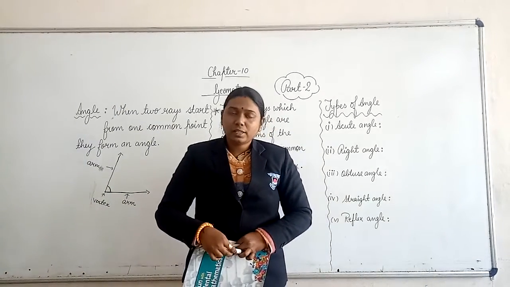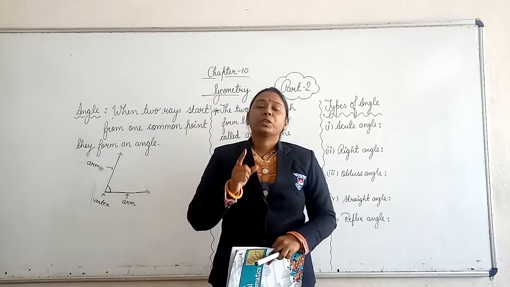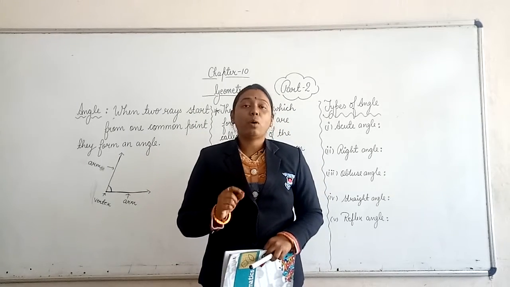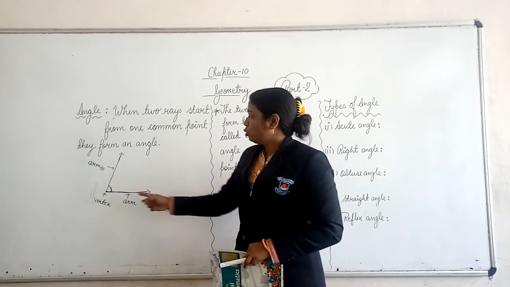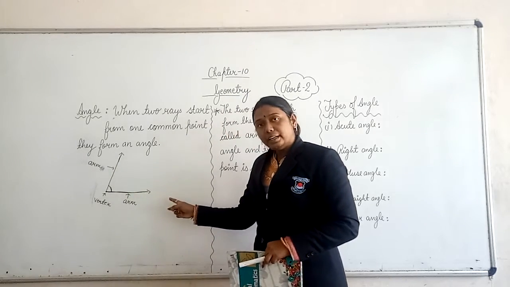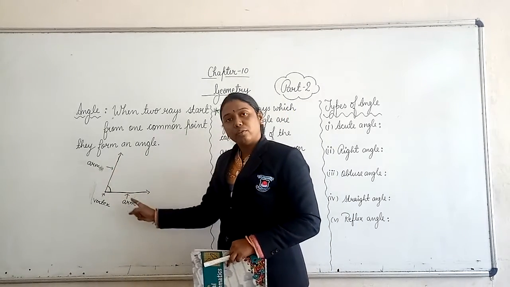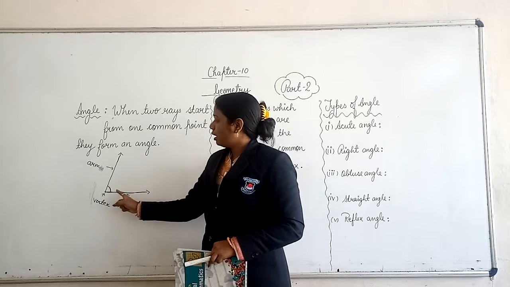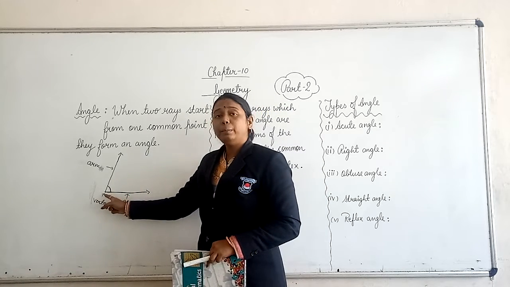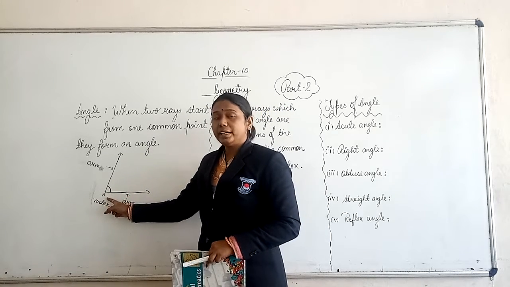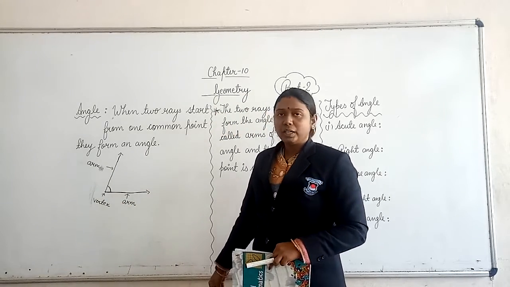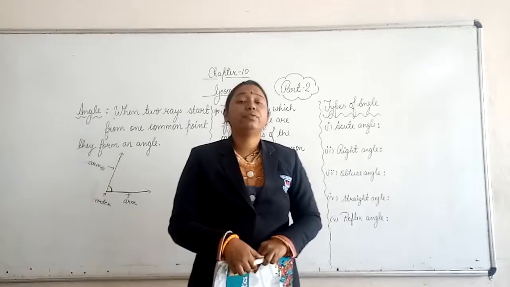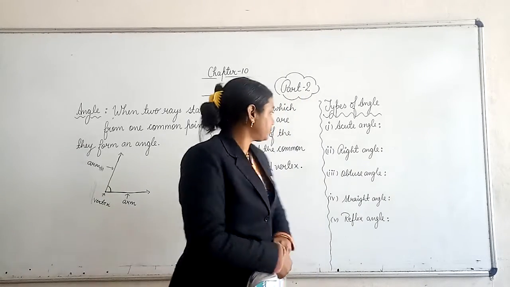So what we have discussed is that whenever two rays start from one common point, they form an angle. The two rays which form the angle are called arms of the angle. Also, the common endpoint is called the vertex of the angle. Am I clear? Let us now discuss different types of angles.